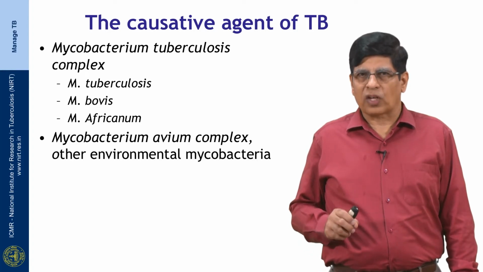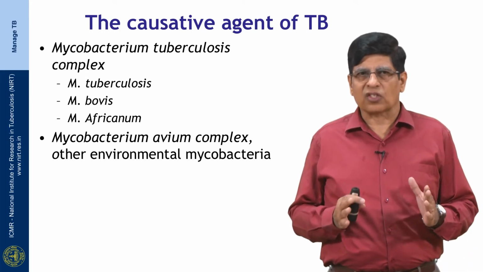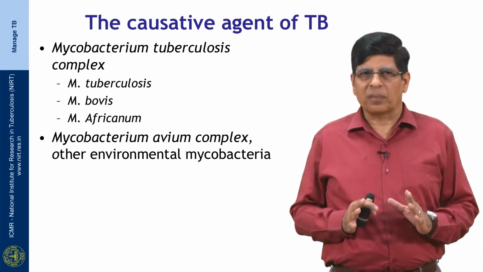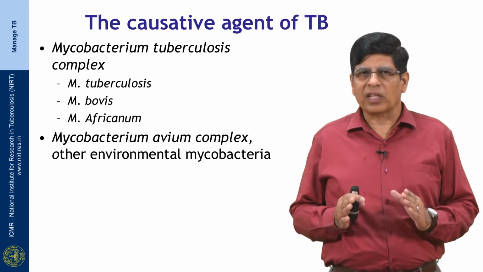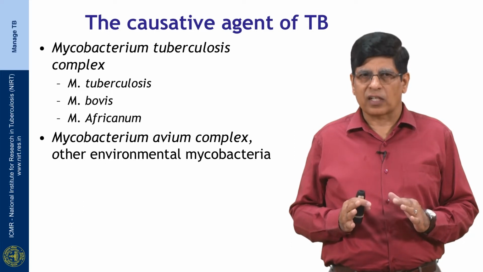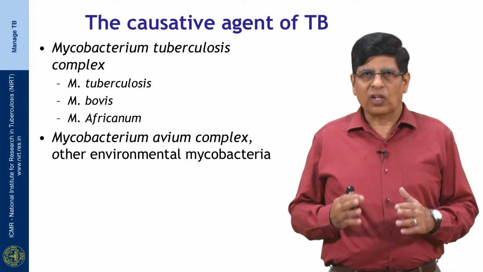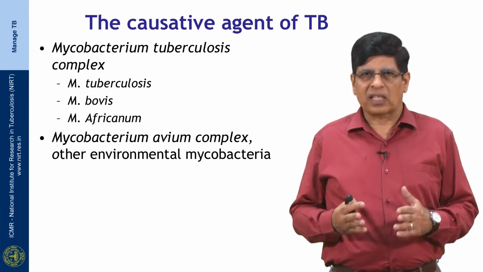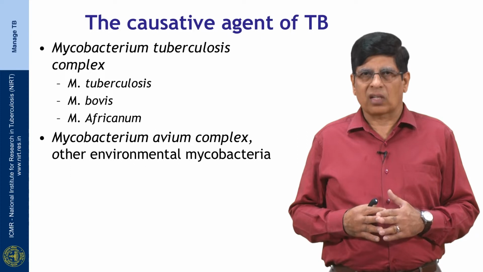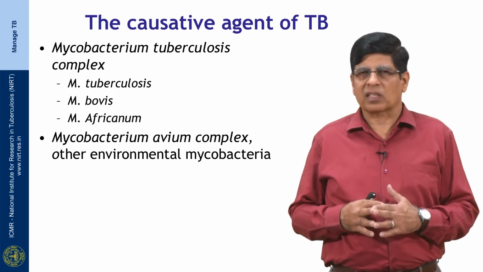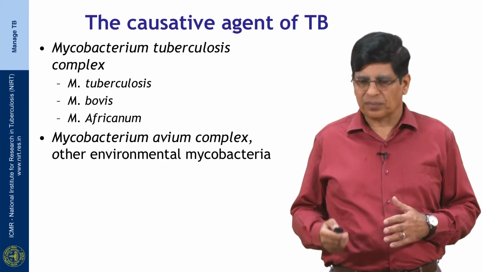There is another group of organisms called environmental mycobacteria, which are generally present in soil and water. Normally, they do not cause disease in an immune competent person, but when the immunity levels get reduced drastically, then they can cause active disease. Of all these organisms, termed together as environmental mycobacteria or non-tuberculous mycobacteria, avium complex organisms are the predominant ones.